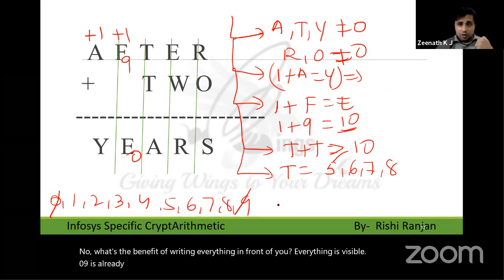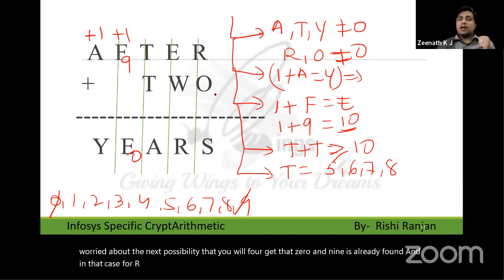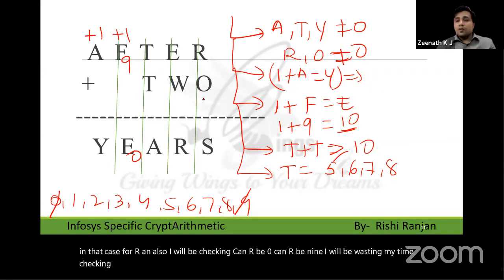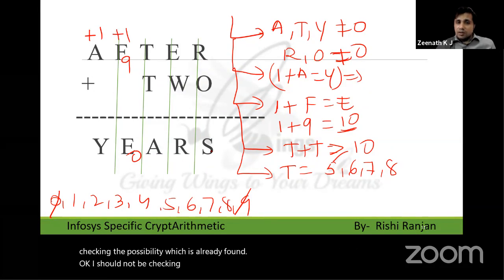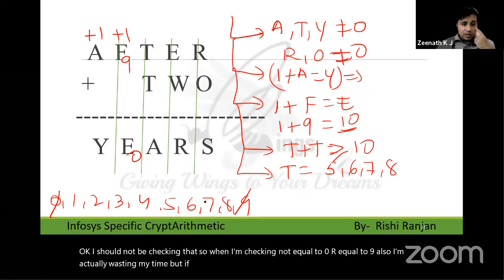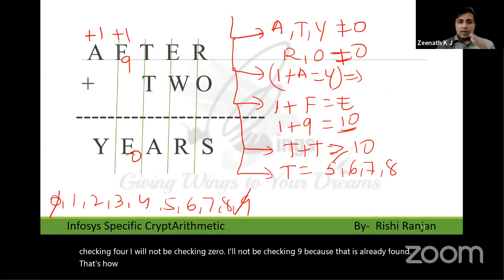Now, the mistake people normally make in the exam is that you are so worried about the next possibility that you forget that 0 and 9 are already found. In that case, for R and O also, I will be checking, can R be 0? Can R be 9? I will be wasting my time checking a possibility which is already found. But if I write it in front of me all the time, now I know when I'm checking for R, I will not be checking 0, I will not be checking 9, because that is already found. That's how it helps us. So you should be writing each and every point in front of you. This will help you. Okay?